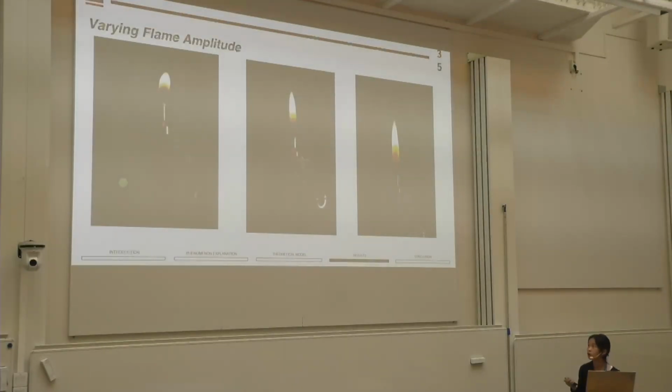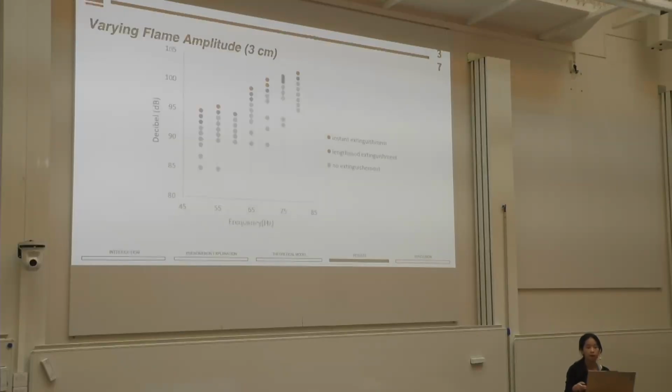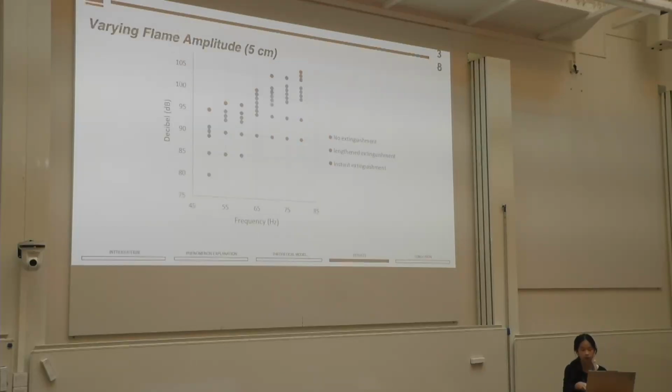After that, we also did experiments varying the flame amplitude. Here we varied the flame amplitude to be 1 centimeter, 3 centimeters, and 5 centimeters. Through this, we discovered that for the 1 centimeter flames, it takes around 95 decibels to achieve instant extinguishment. In the 3 centimeter case, it is similar, in which 95 decibels is required to reach instant extinguishment. And this is the value for the 5 centimeter flame, as seen in this graph.